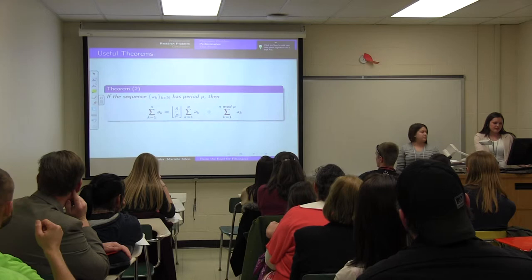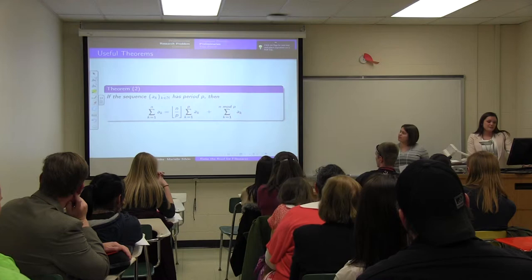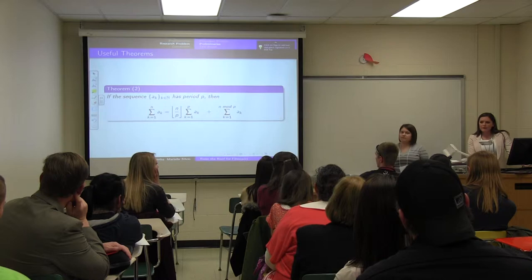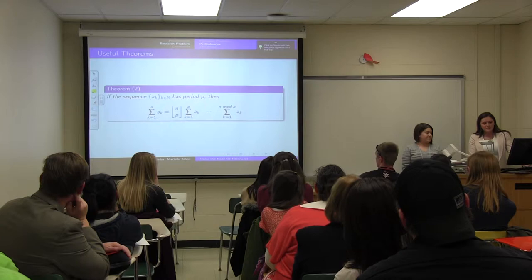The second theorem is, if the sequence a of k is in the set of natural numbers and has a period of p, then the summation from k equals 1 to n of a of k is equal to the floor of n divided by p times the summation from k equals 1 to p of a of k, plus the summation from k equals 1 to n mod p of a of k.